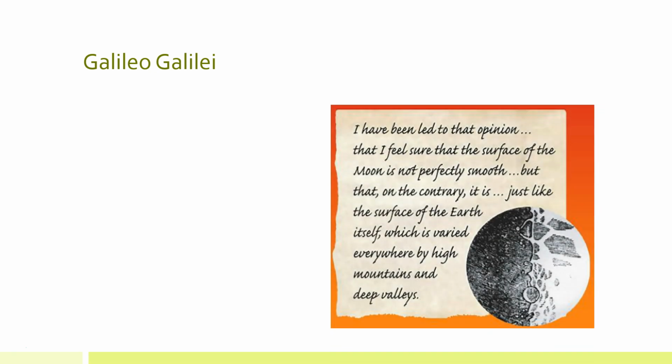He said, "I have been led to that opinion that I feel sure that the surface of the moon is not perfectly smooth, but that, on the contrary, it is just like the surface of the earth itself, which is varied everywhere by high mountains and deep valleys." Today, scientists know that Galileo was right.